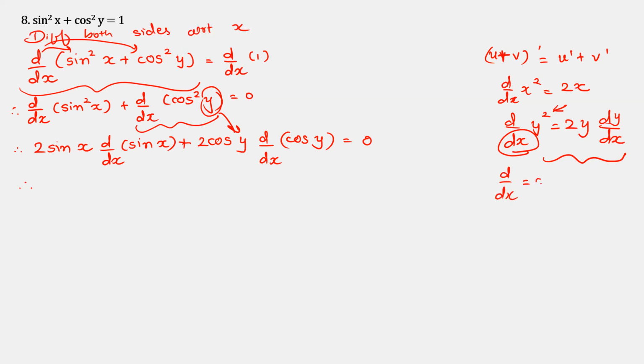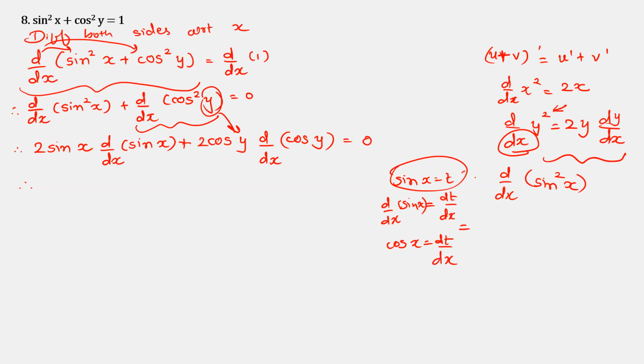To understand this properly, suppose you need to do d by dx of sin square x. Suppose you put sin x as t. That means, what will be your dt by dx? You are differentiating with respect to x on both sides. So d by dx of sin x is cos x, which is equal to dt by dx.